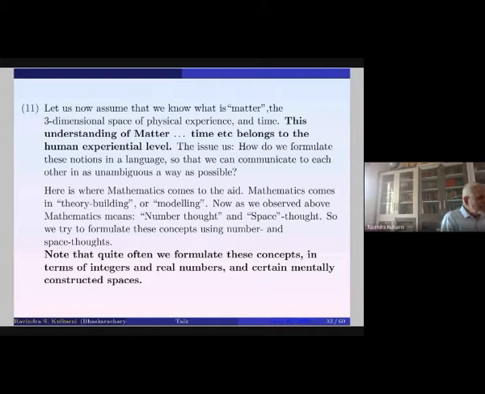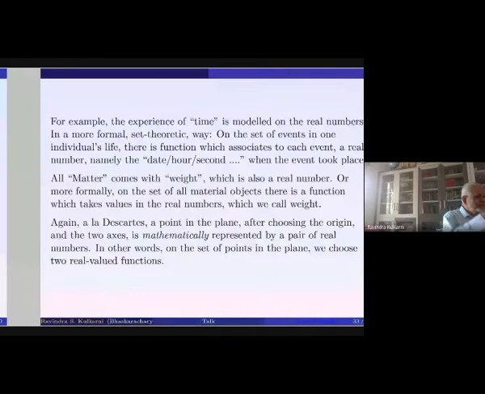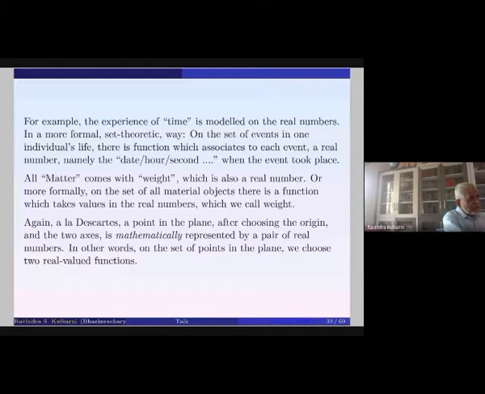Now, as we observed above, the number thought and space thought are the main parts of this, and this is what mathematics is about. For example, I explained already that time, that experience, is modeled on the real numbers. Now, matter we usually describe in terms of weight, and weight is a real number. Or more formally, on the set of material objects, there is a function which takes values in the real numbers, which we call weight. And Descartes described, say, a plane by a pair of real numbers.